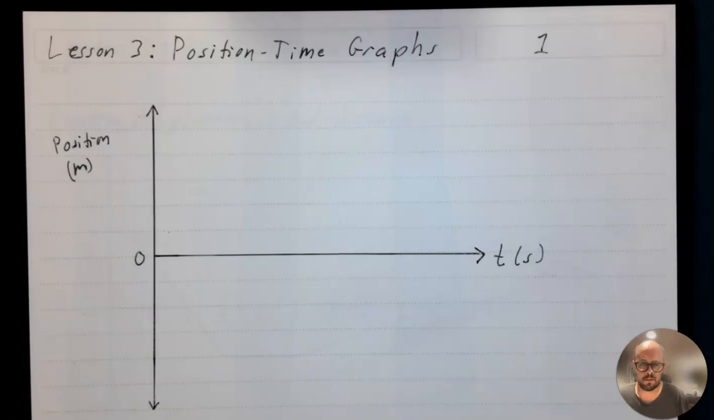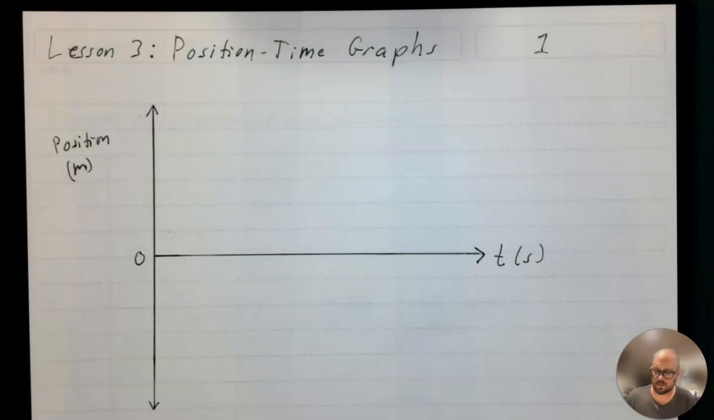Hey folks, lesson 3 is all about position versus time graphs. So there's 3 videos in this lesson. The first one is just about what it is and some notes about how we talk about vectors. The second video is about position, displacement, and distance on these graphs. And the third video is about velocity on these graphs.